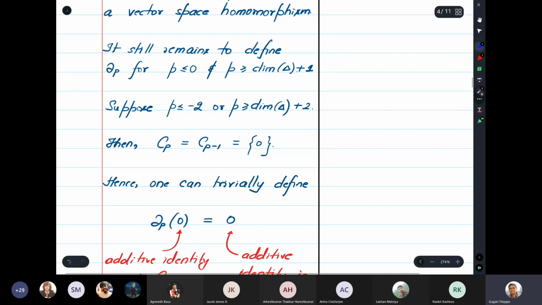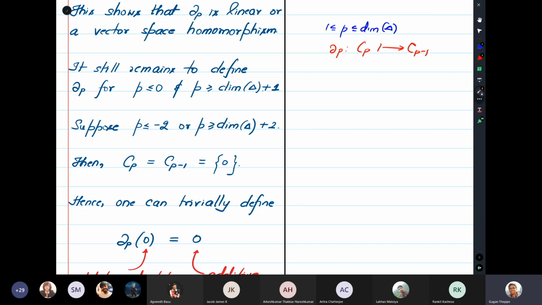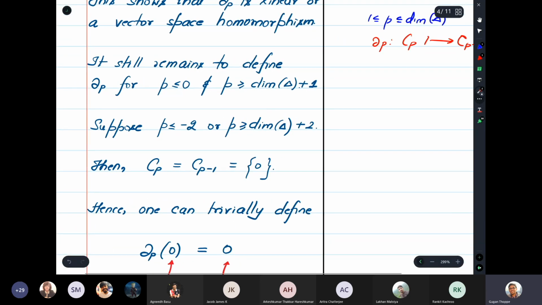Okay, so what we have done is, we have managed to verify that, for 1 less than p less than dimension of delta, we define this boundary operator, which goes from C_p to C_{p-1}. We defined it, and then we verified that the way we define it ensures that our ∂_p operator is indeed a vector space homomorphism, or it is a linear operator. So this is what we managed to verify.